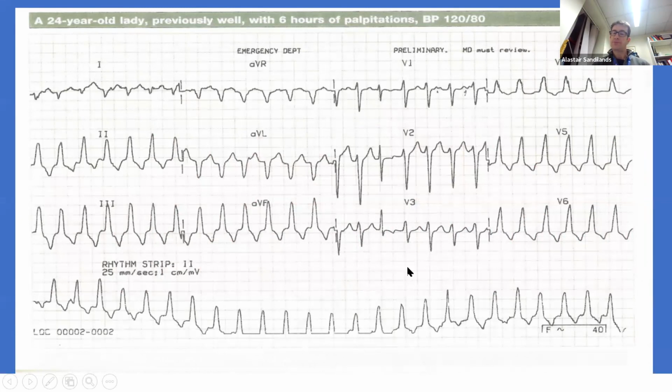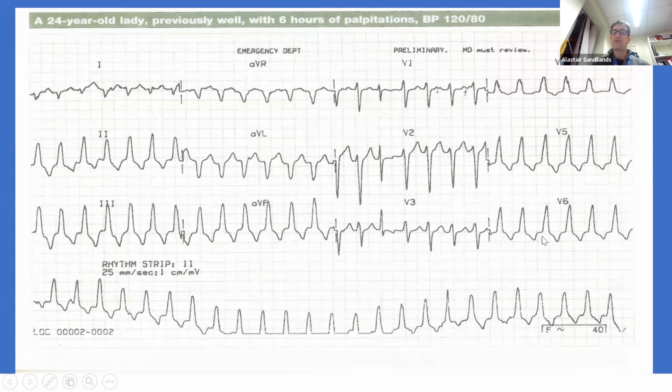Okay, so we have a regular broad complex tachycardia. There's a bit of an artifact here as the rhythm goes down. We know it's broad, the QRS is broad. It's regular, the spacing between every QRS is the same.